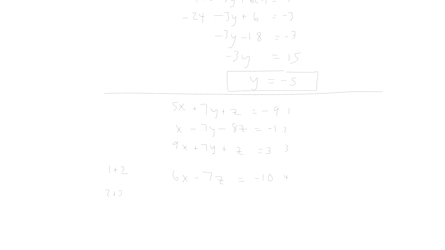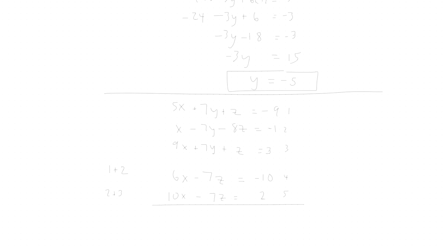10x, good. If we add the y's, those will cancel out. What's negative 8z plus 1z? That'll be negative 7z. Okay, good. And then negative 1 plus 3. 2. Okay, good. So now we have equation 4 and equation 5. Are we going to add or subtract there? We're going to subtract. Yes, good.